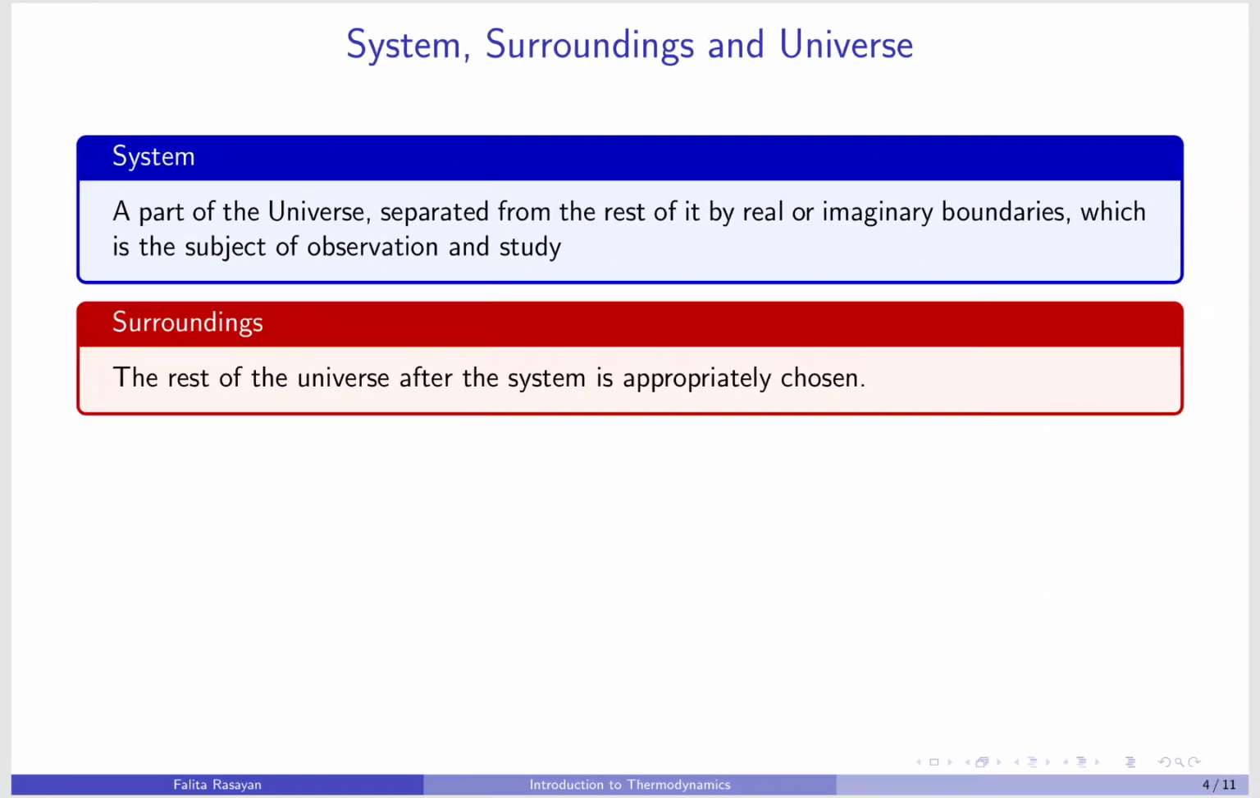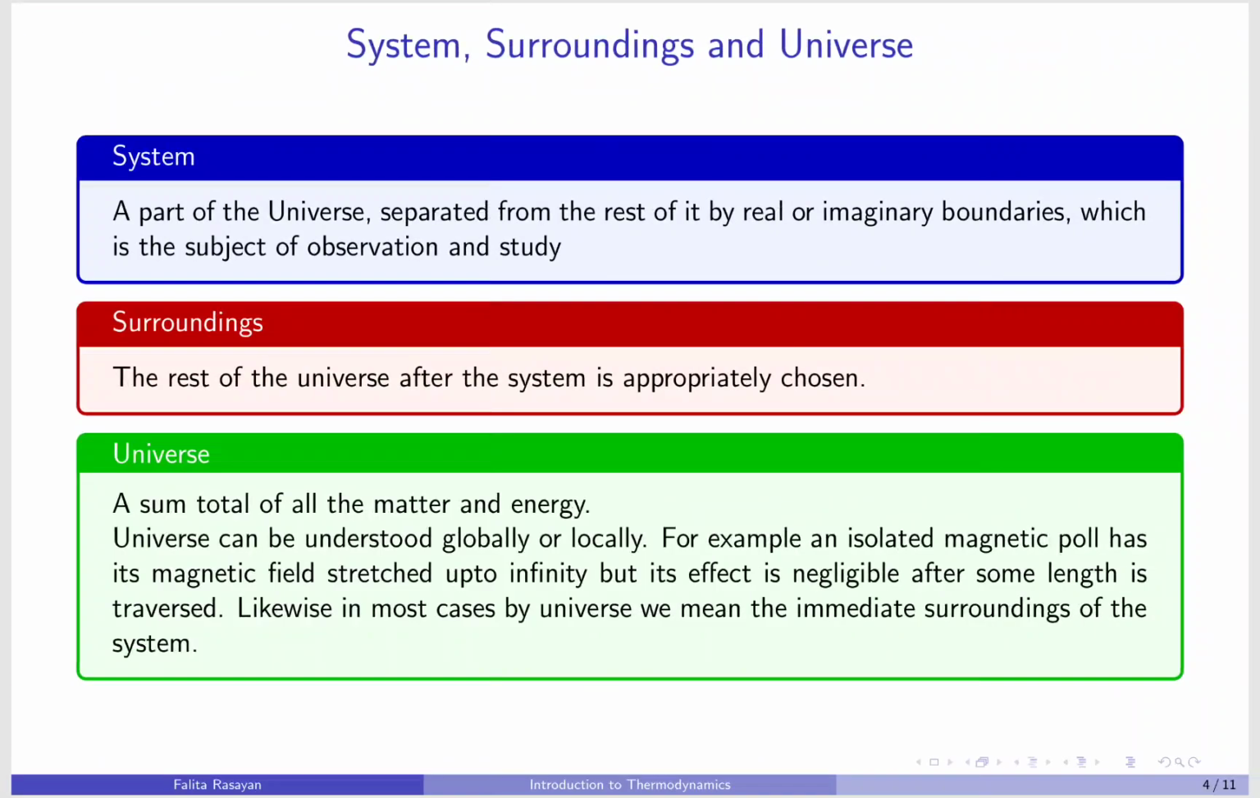So what is there apart from the system? That is the surroundings: the rest of the universe after the system is appropriately chosen. So an observer, a researcher chooses the system, and once the choosing is done, whatever is left is the surroundings. Then comes the universe, which we have been talking about. It is the sum total of all the matter and energy.